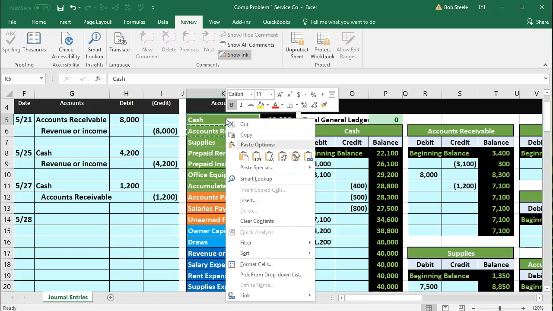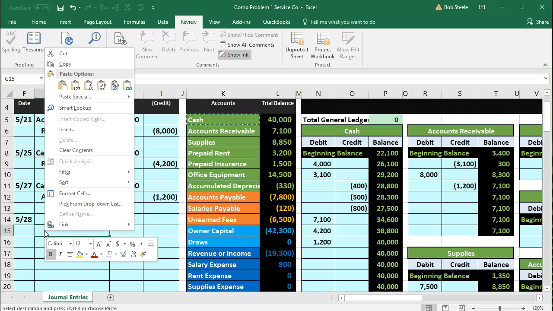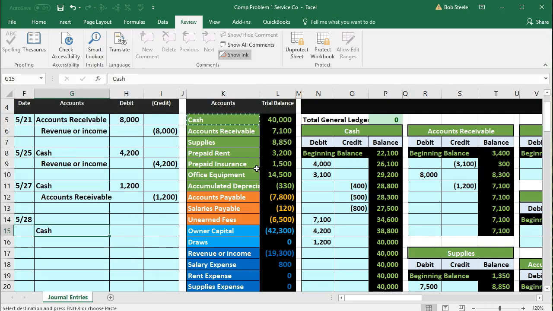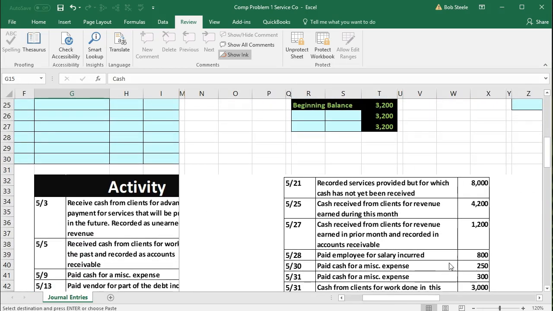So I'm going to copy cash. We're going to put that on the bottom. So here's the date. We want to be on the bottom of that. Right click and paste 1, 2, 3. Amount then will be this 8,000.